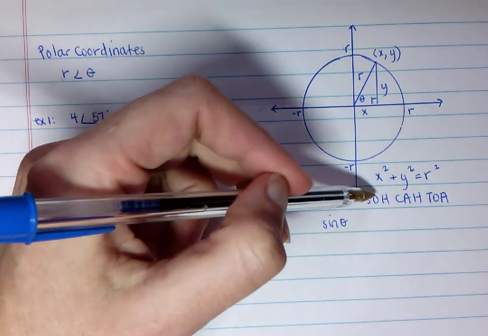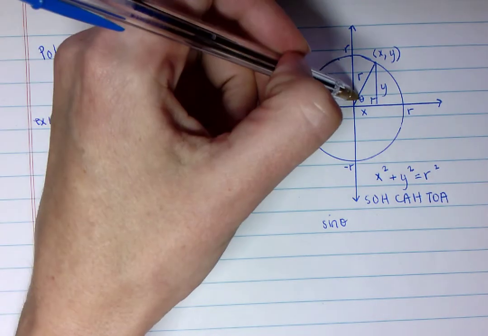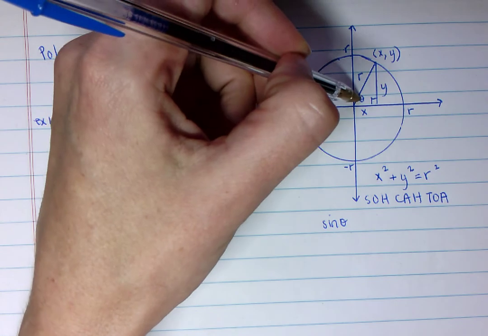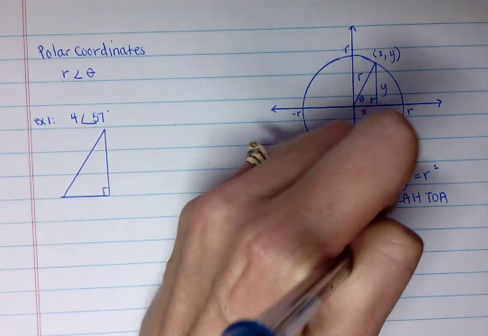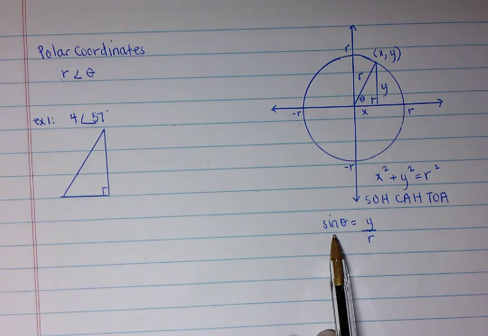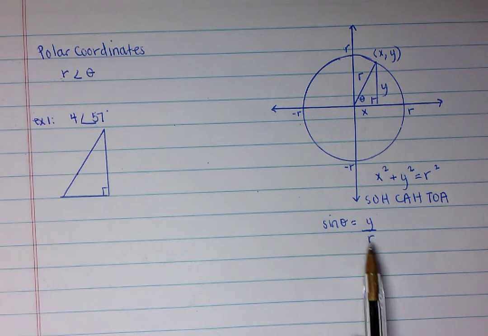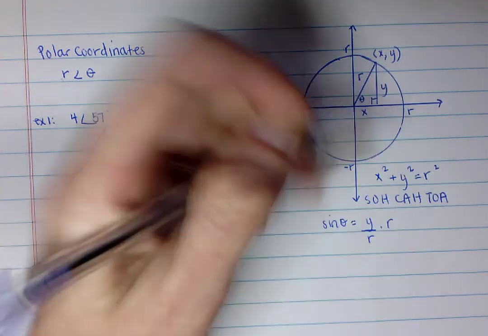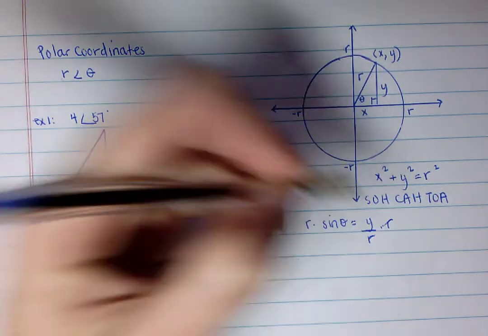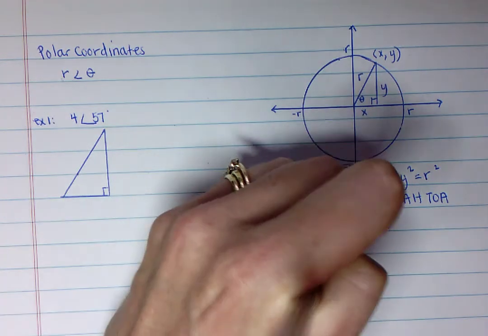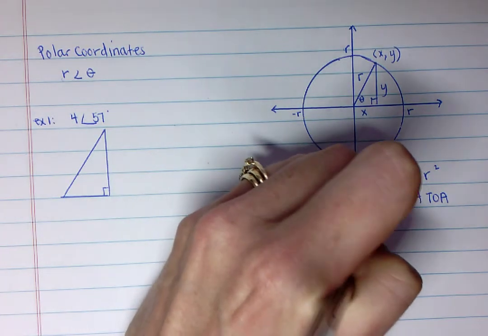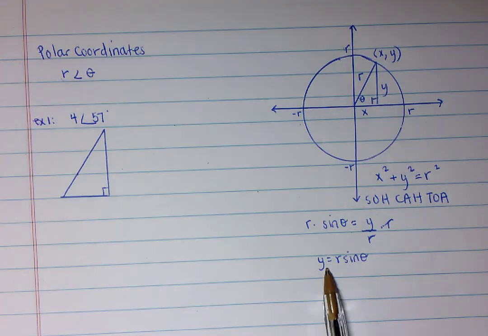Sine theta would be opposite over hypotenuse. Looking from theta, the opposite is y, over the hypotenuse, which is r. Now, if we wanted to solve for y, we could multiply both sides by r. Then we would end up getting r sine theta equals y, or y equals r times sine theta. So that's a way to go back and forth between rectangular and polar.